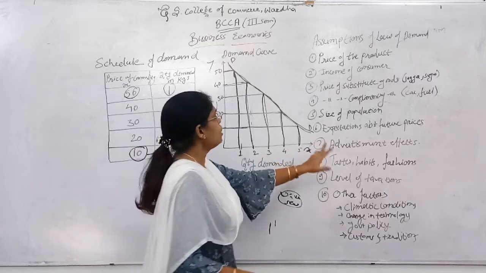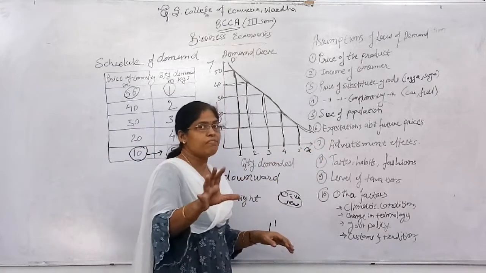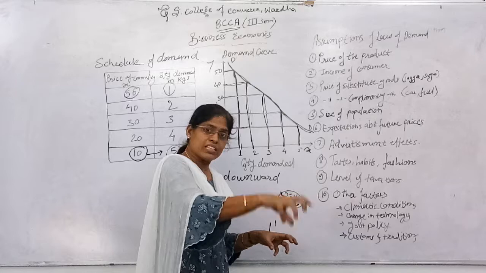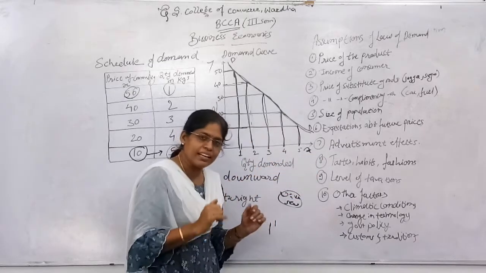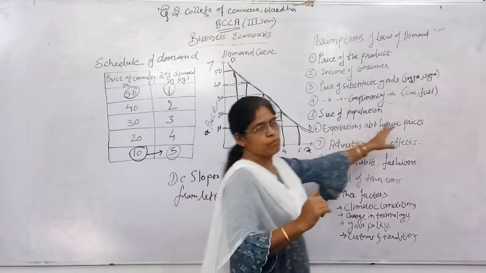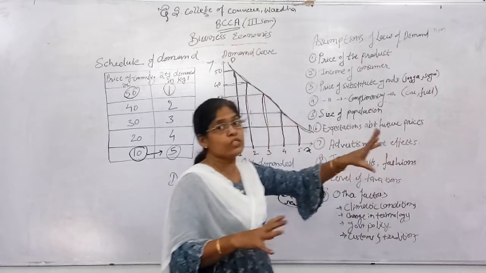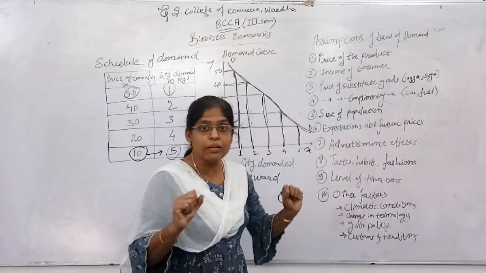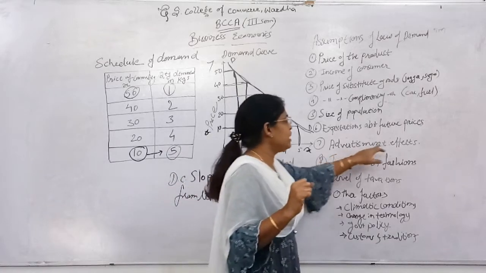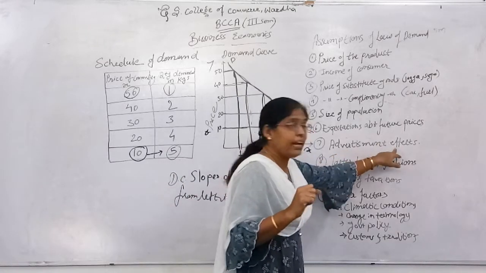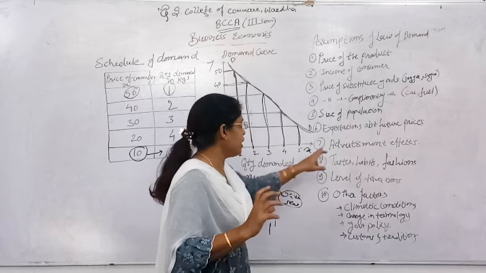So the demand for those products in winter season will be high, but the same products in summer season you get at lower prices. So, expectations about the future prices. Then the advertisement effect. Obviously in today's modern era, advertisements play a very effective role. How can we say effective?